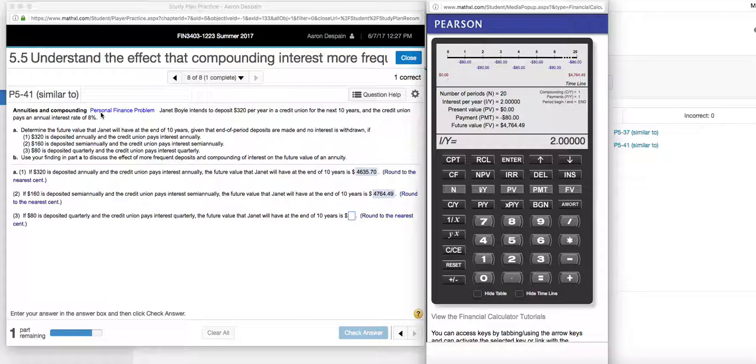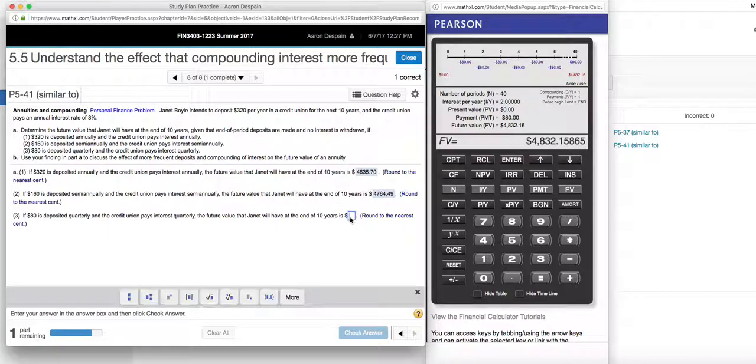All right, then for the number of periods, there's 10 years, but there are 4 quarters or 4 different compounds in the year. So 4 quarters in a year times 10 years is 40. So we need 40 N. And then we compute our future value. And we come up with, again, as expected, a higher figure than the previous two, $4,832.16. Let's check that.